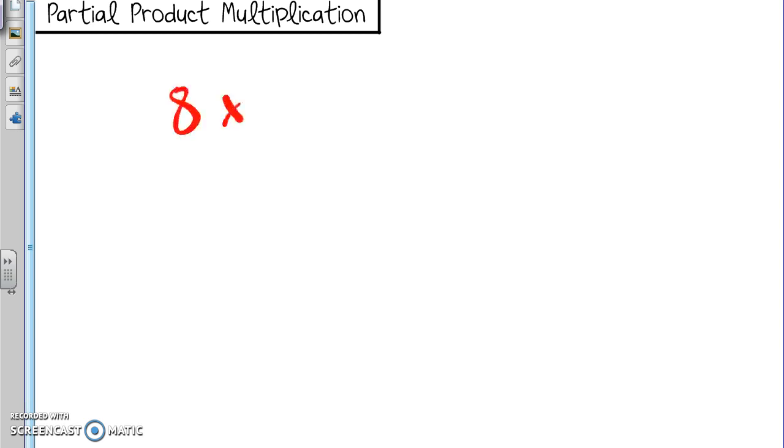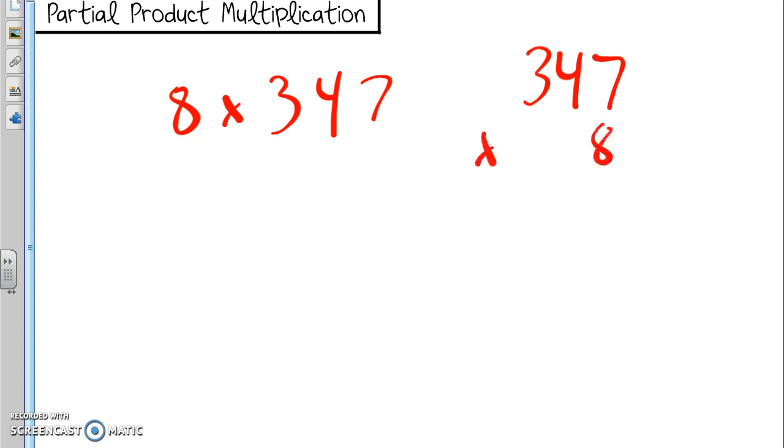All right, let's do a bigger number. 8 times 347. Let's do that. All right? The next step right now we have to do is set it up, one on top of the other. 347 on top times 8, and draw our line on the side.